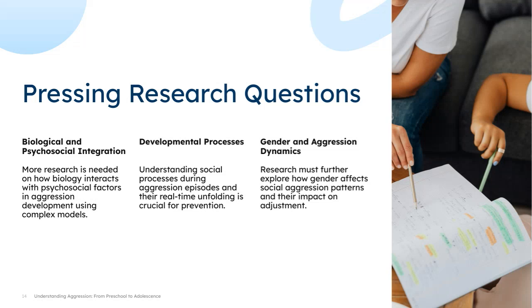Here, we highlight three pressing research questions crucial for advancing our understanding of aggression. First, we need more research that integrates biological and psychosocial factors, using complex models to better capture how aggression develops over time. Next, it's essential to focus on developmental processes, specifically how social interactions unfold during episodes of aggression, and how these dynamics influence behavior in real time.